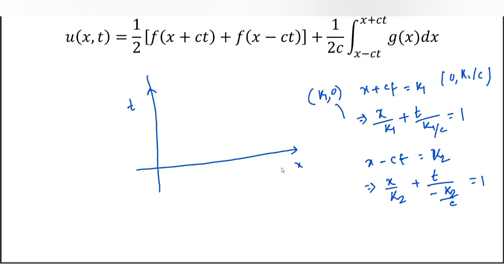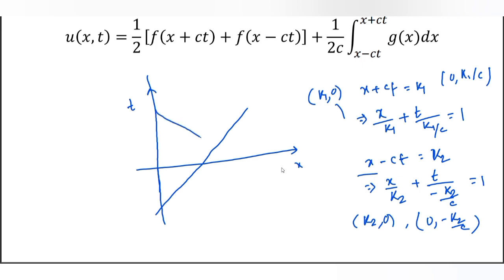Okay, and this can be written as (k2, 0) and this can be written as (0, -k2 by c). So this equation is this, and this can be written as this. This range will be called the domain of dependence.